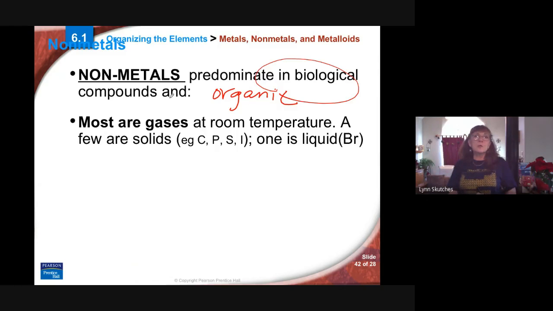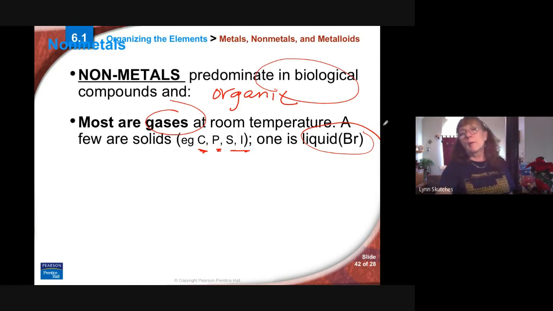again, where metals are mostly solids, most of the non-metals are gases. Notable exceptions: carbon, phosphorus, and iodine. And again, there is one liquid non-metal. And when we say this, it's always at room temperature, and that's been established to be 20 degrees Celsius.